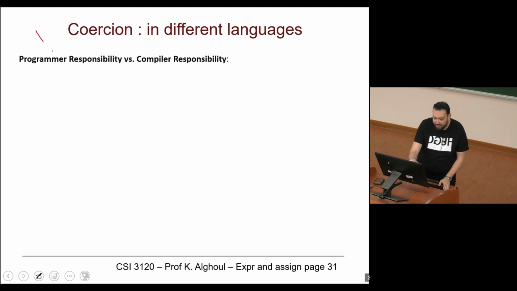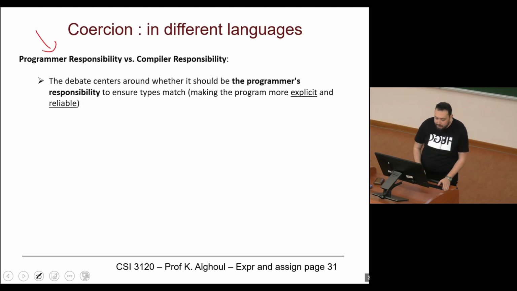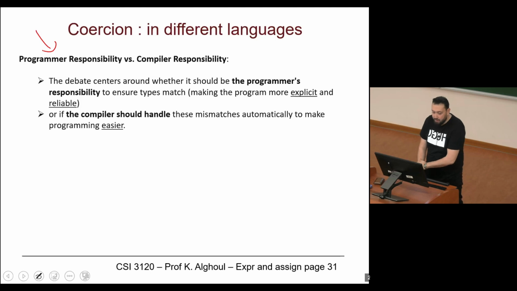So here we said, is it the programmer's responsibility or the compiler's responsibility? The debate centers around whether it should be the programmer's responsibility to ensure types match, making the program more explicit and reliable. The better you make your language when it comes to explicit data types, all of these things, the better it will be for the compiler.